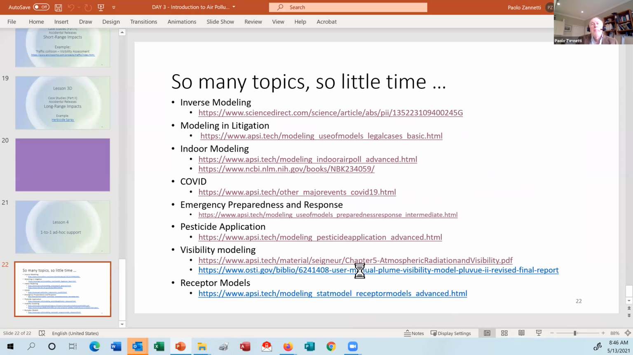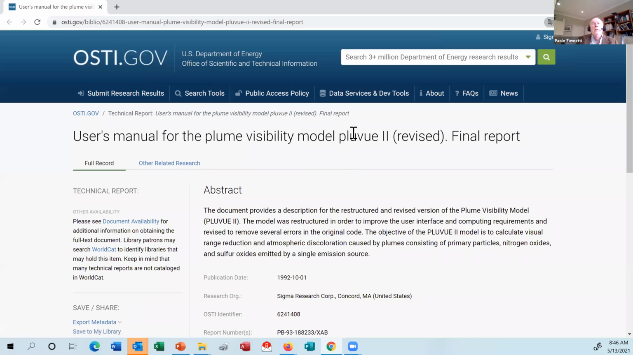And then here is the Blueview model, the user's manual for the Blueview model that can simulate the visual impact of a plume. I don't think the model has been updated in the last 30 years, and it's not used very much by people. But again, if you have a problem with a plume that people complain about visibility, there is a way of simulating the optical impact of a plume based on the chemicals that are inside the plume.